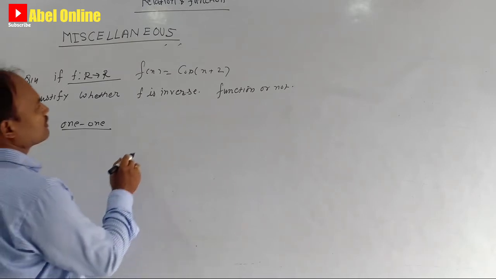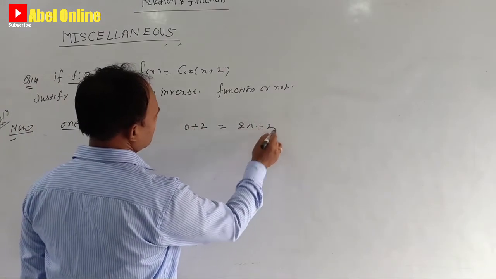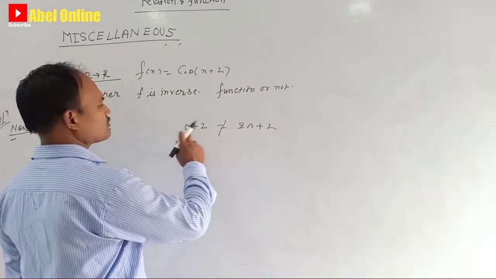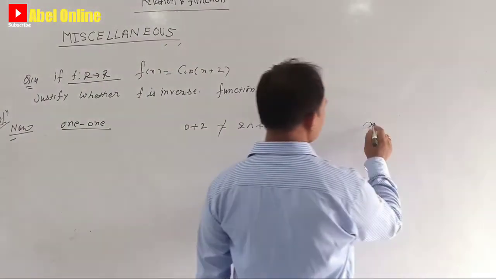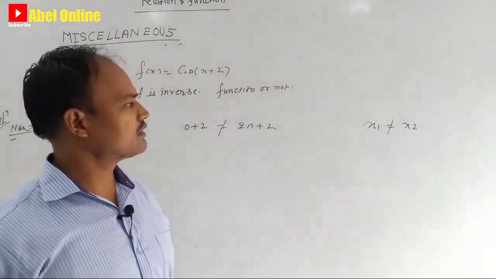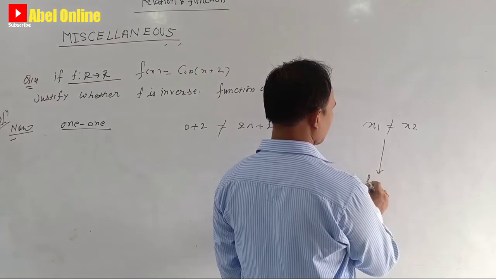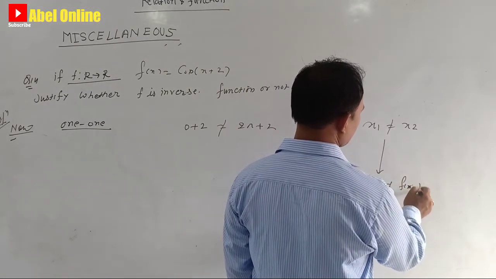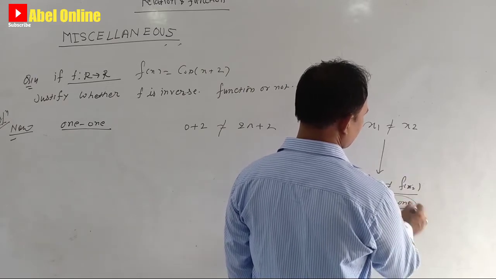So what is one-one? Let x1 equal 0 plus 2 and x2 equal 2 pi plus 2. Is it equal? No, because there is a 2 but it is 2 pi and it is 0, so it is not equal. So we are taking x1 not equal to x2. Okay, if x1 is not equal to x2, then we have to see whether f(x1) is not equal to f(x2), so we can say that it is one-one.